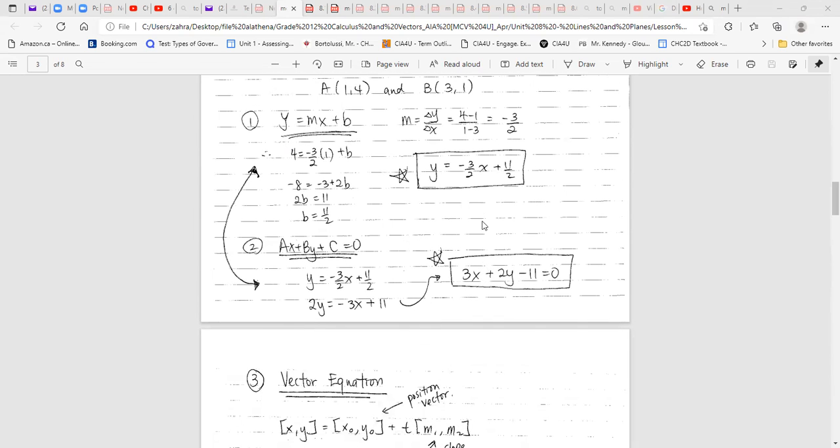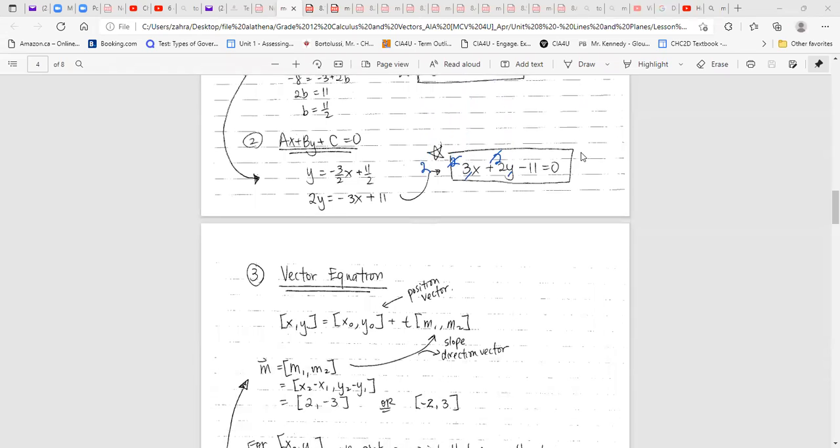To do the standard form, multiply each term by 2. Multiply by 2, multiply by 2, multiply by 2. So here the 2 and 2 cancel, and the 2 and 2 cancel. Now bring the negative 3x over, it becomes positive 3x. Bring positive 11 to the other side, it becomes negative 11. So this is going to be the standard form.